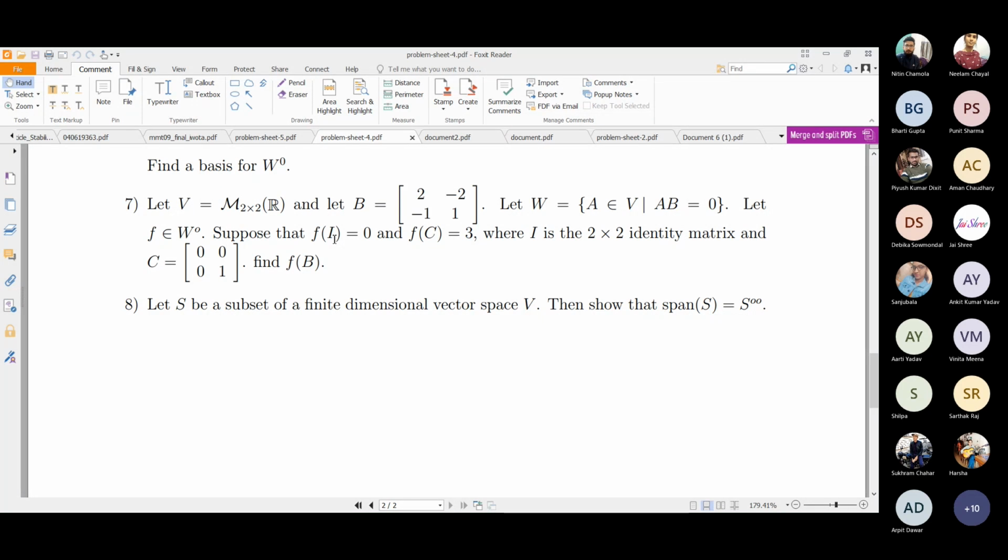Is the problem clear? Yes, sir. So how will you use these two conditions, f of I equals 0 and f of C equals 3, and you have to find f of B. Okay, f is in the annihilator of W, and W is the space defined here: if you multiply any matrix from it on the right side by B, then it is a zero matrix.